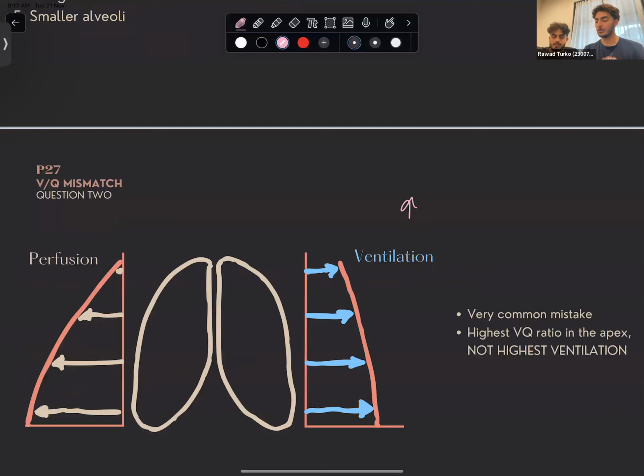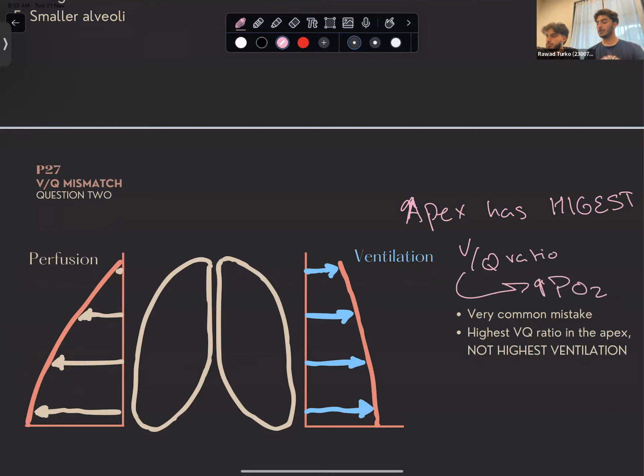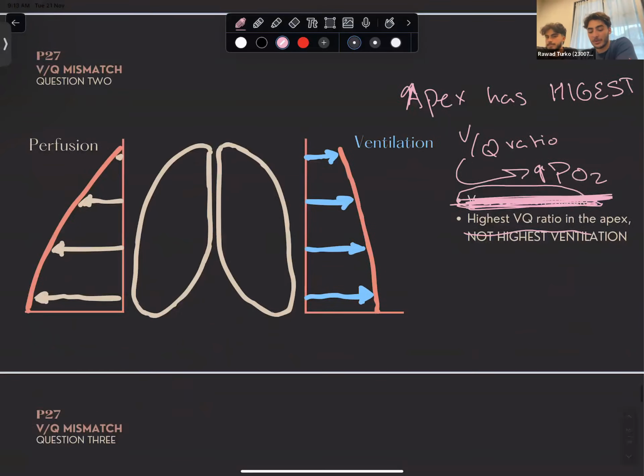So the ratio at the apex has the highest V over Q ratio. So that will give you the highest PO2. I kind of expected you guys to put B, so I put it, very common mistake. Okay, no, you guys didn't make a mistake. But yeah, the highest VQ ratio is in the apex, not the highest ventilation. Does that make sense? I think it makes sense because it's very similar to the first one. Okay, I put 3 questions in for this lecture.